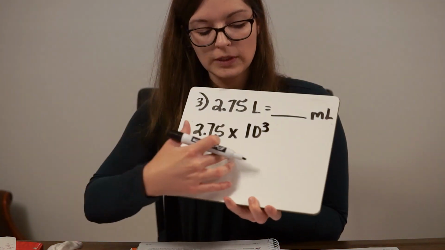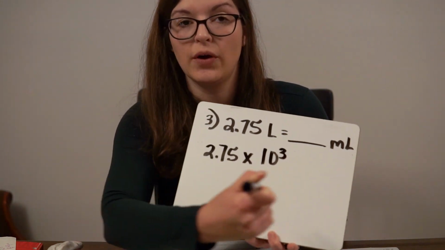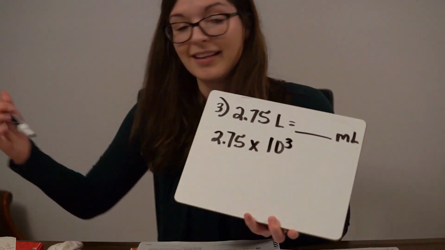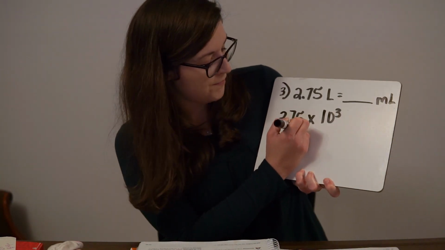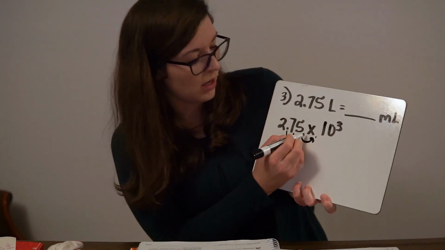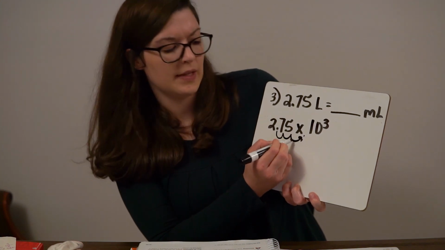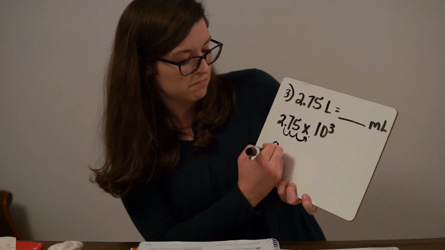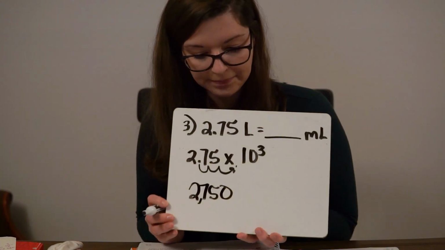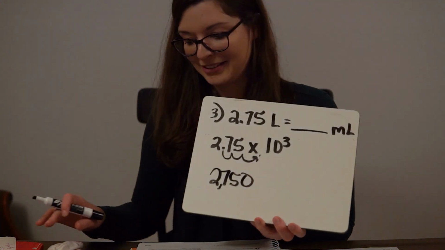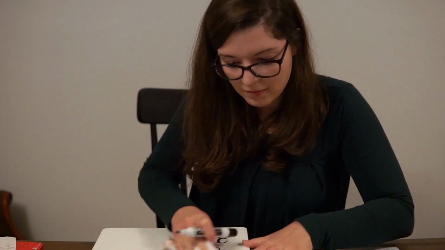Okay, when we're multiplying by 10 to the third, which way will the decimal go? To the right or backwards? To the left? Right. Okay, so we're gonna go 1, 2, 3 moves. Something's missing. What would we put in this move where there's nothing? A 0, that's right. So how many is it? 2,750 milliliters. Good job. Okay, let's try number 4.